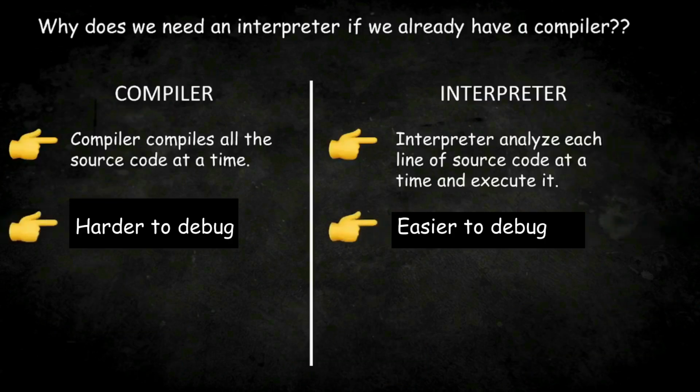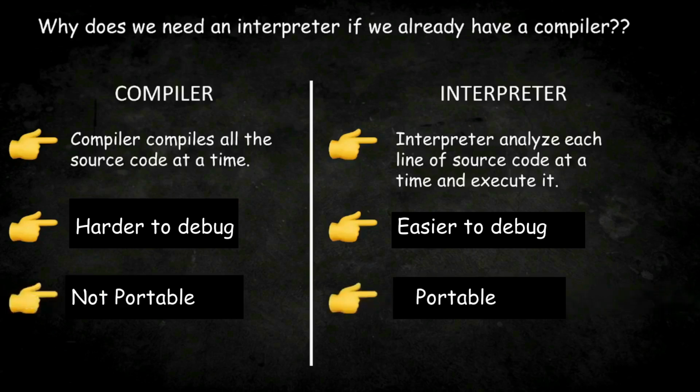Our next problem statement is, in the case of compiled languages, it is harder to debug. As the compiler compiles all the source code at a time, we get to know about all the errors together, which makes it harder to debug. But in the case of an interpreted language, it will execute one line of code at a time, so it will raise an error right at the inaccurate line, which makes it easy to debug.